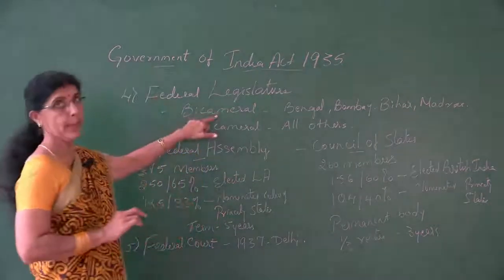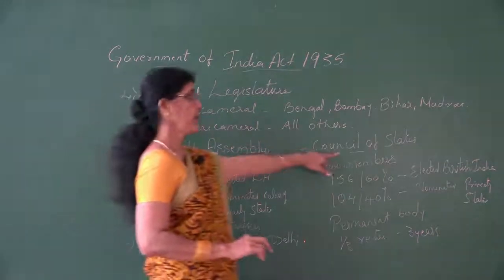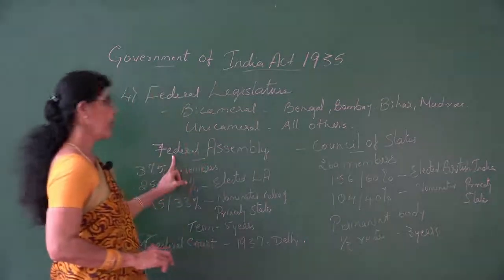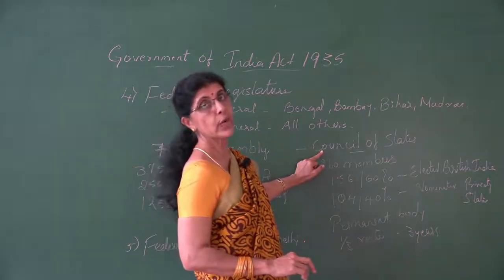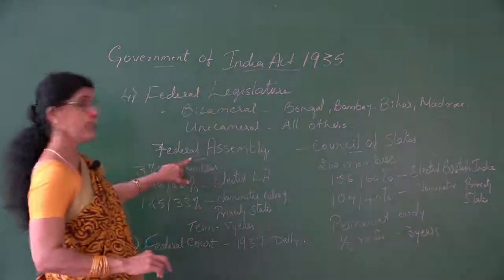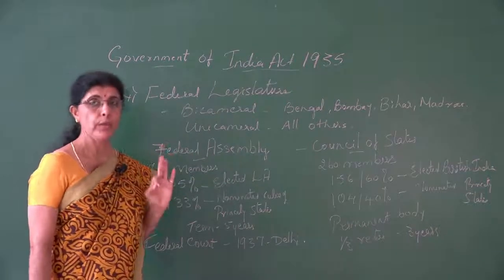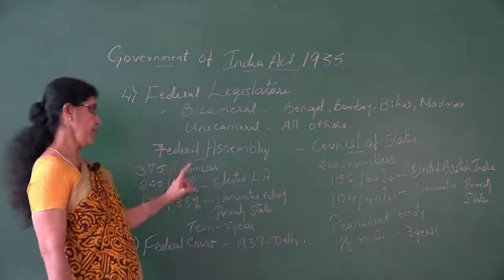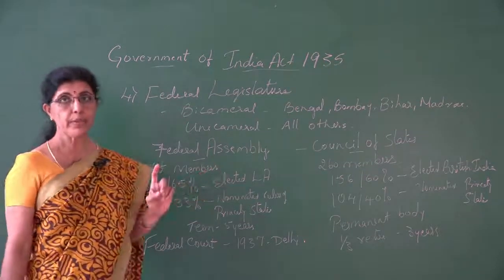In this bicameral system, we have the lower house as well as the upper house. The lower house is called the Federal Assembly, and the upper house is called the Council of States, because this represents the states, while the Federal Assembly represents the people. Now in this Federal Assembly, we have 375 members.